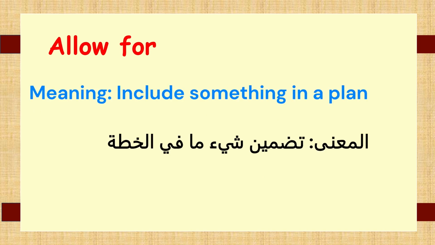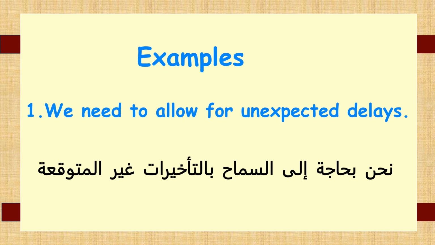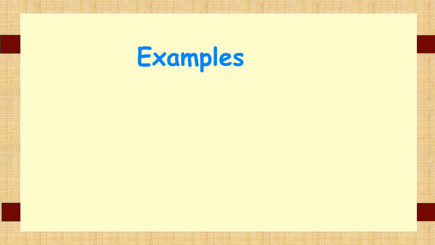Allow for. Meaning, include something in a plan. Examples. 1. We need to allow for unexpected delays. Meaning, we must consider and plan for the possibility of unforeseen delays.